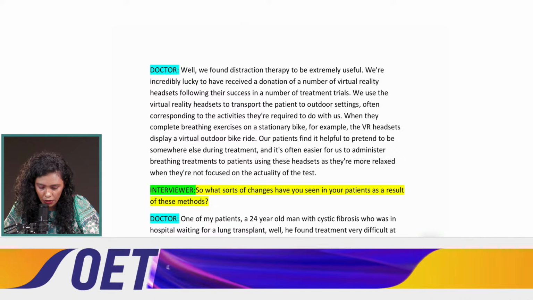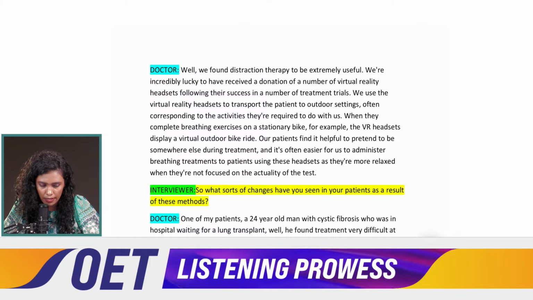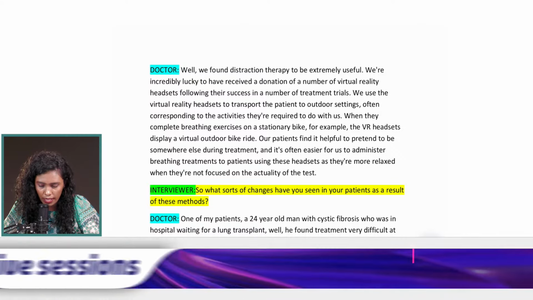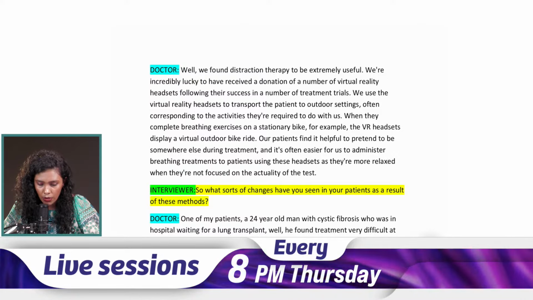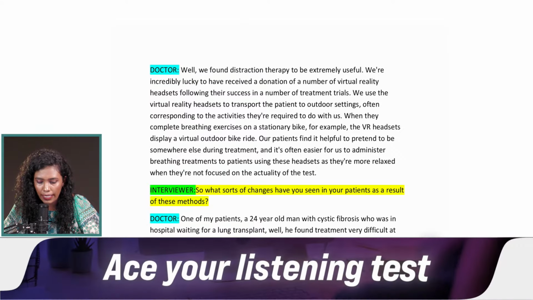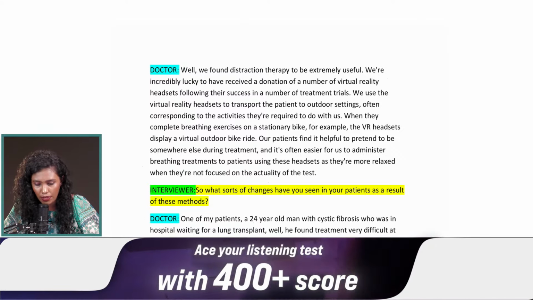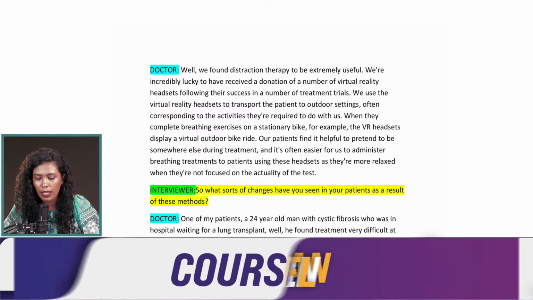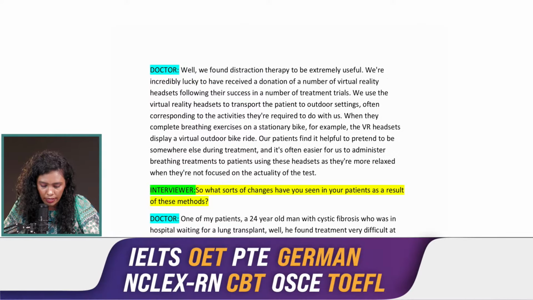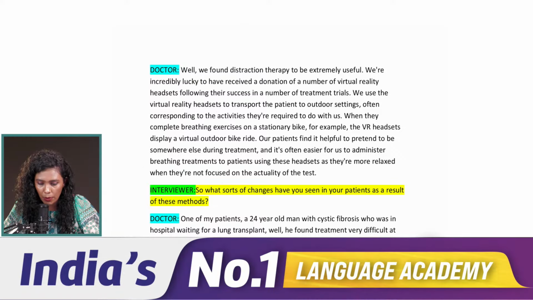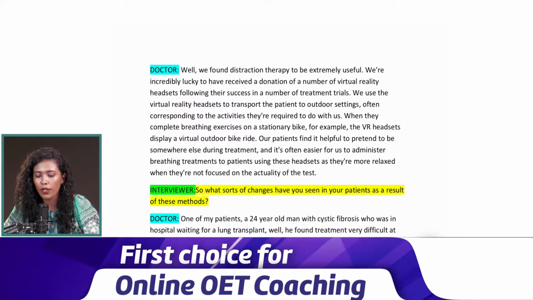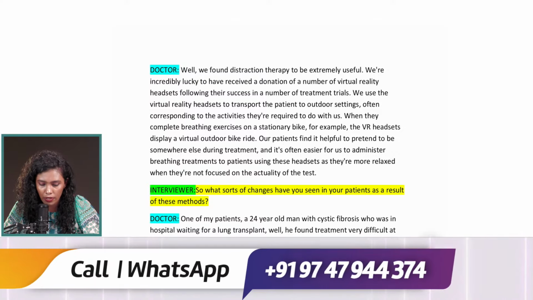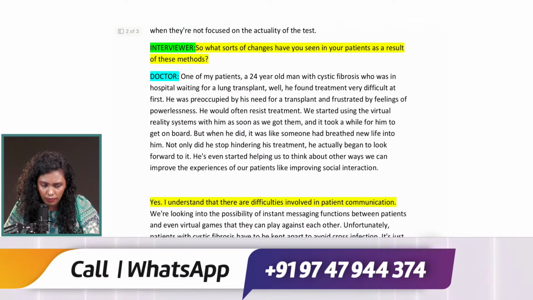It is clearly mentioned the role of distraction therapy in cystic fibrosis treatment. So they are stating that they use this particular stationary bike. What will happen? The patient finds it helpful to pretend to be somewhere else during the treatment, and it is also easier for them to administer the same. So it is going to be related to the treatment being provided. So the role of distraction therapy is that it can be related to the treatment which is already provided for them, but it is going to be extremely useful for them. That is what they are trying to say. Now, are you clear so far?